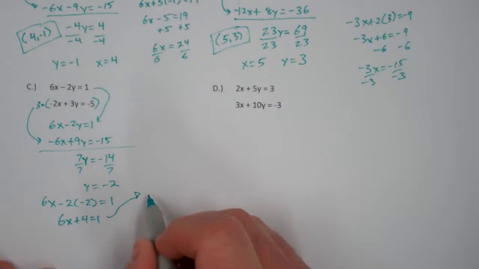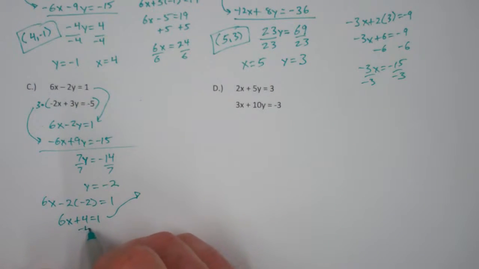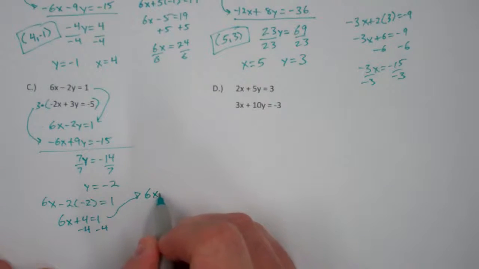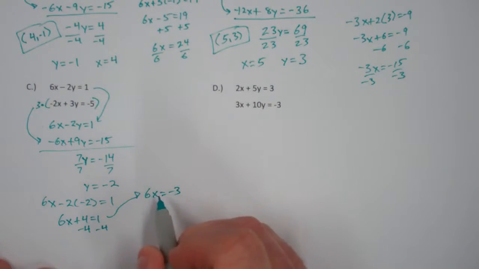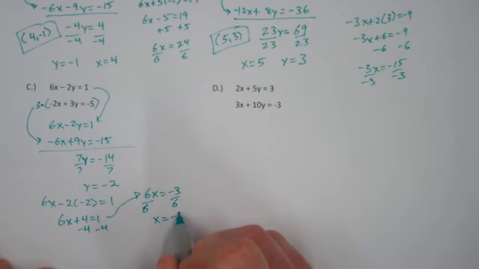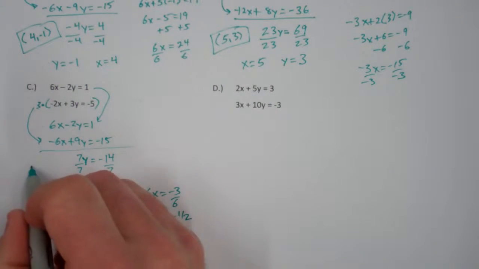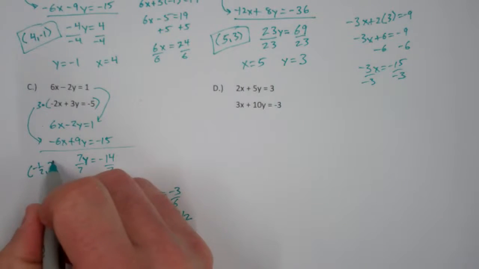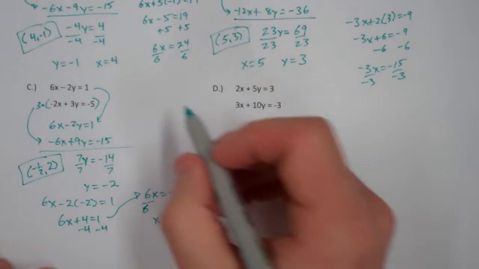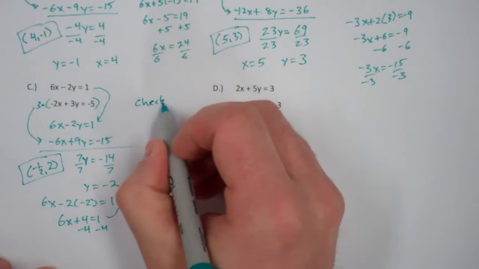Carry that over here to the right. We'll subtract 4, so 6x is equal to negative 3. And divide by 6, and we get x to be negative 1/2. So the solution to this one is negative 1/2, 2, or at least we think so. Let's just double check that.